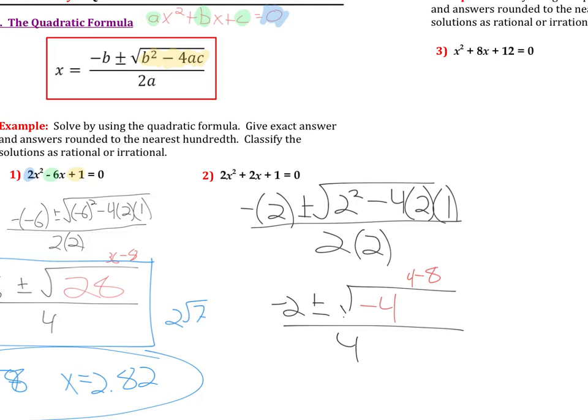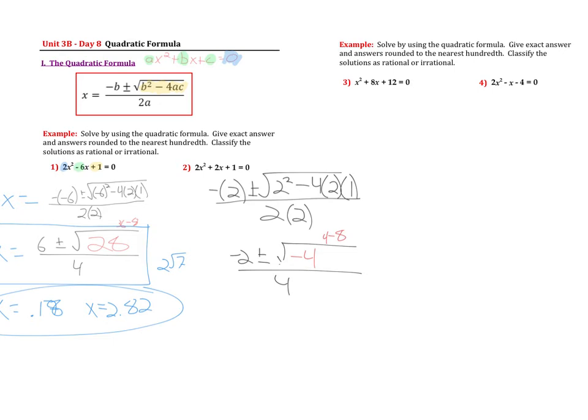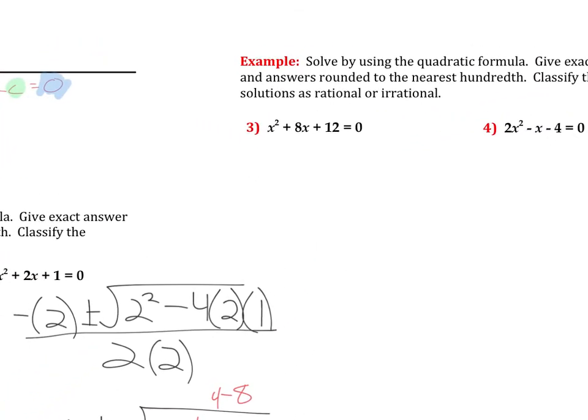Hey, we got a negative. Anytime you have a negative underneath the radical, we will have no real solutions. No real solutions. That means this parabola would never, ever hit the x-axis. So chances are, if I kind of visualize this, it's probably a parabola that looks something like that. Okay.